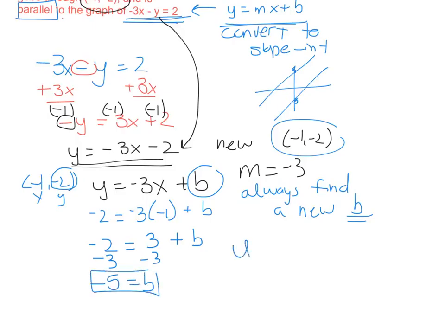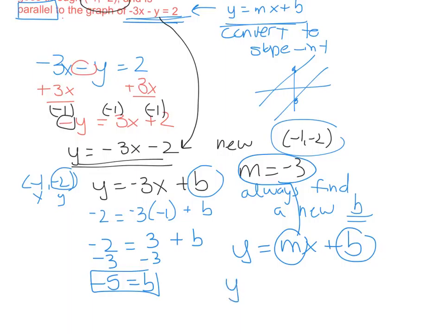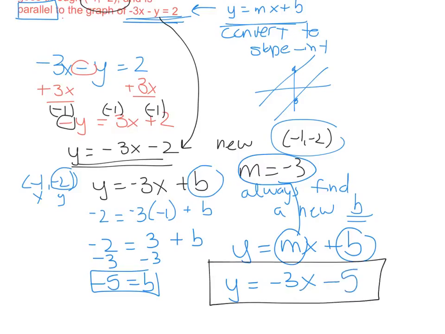Now all I have to do is go back to my equation and substitute in the things that I know. I know what the slope is. It's the same as my original slope, which is negative 3, and I now know b is negative 5. So my answer is y equals negative 3x minus 5. That is my equation that's parallel to the one they gave me and goes through the point that they gave me. That would be the answer.